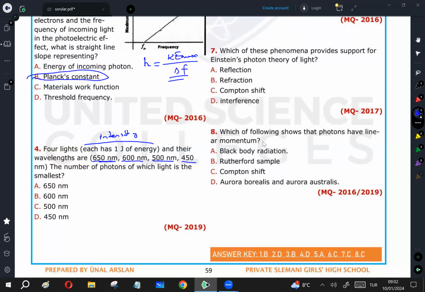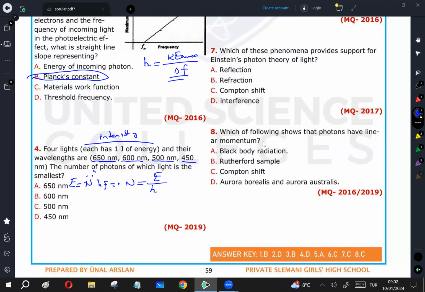Remember, there was a question similar to this one in the previous title. Intensity is determined by number of photons. And each photon has energy hf for any light. If you multiply by the number of photons, we will calculate intensity and total energy. If I want to find how many photons are included, I have to divide total energy by energy of a single photon.